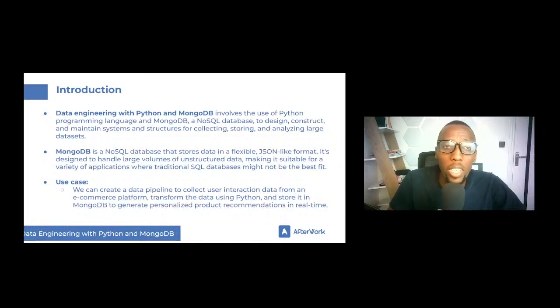So what is data engineering with Python and MongoDB? This is a process that involves the use of Python as well as MongoDB, which is a type of database that allows us to store unstructured data. So it involves the use of those two types of technologies to create what are called data pipelines. These are systems that allow us to collect data, transform data, as well as store it efficiently for other stakeholders who might want to use that data. Could be other data engineers. It could also be other data scientists or analysts.